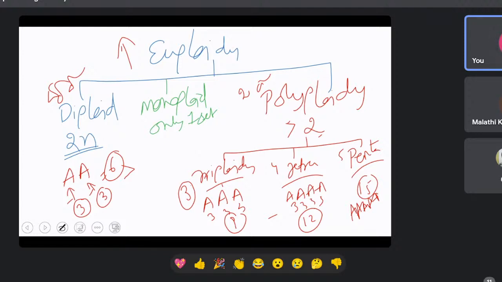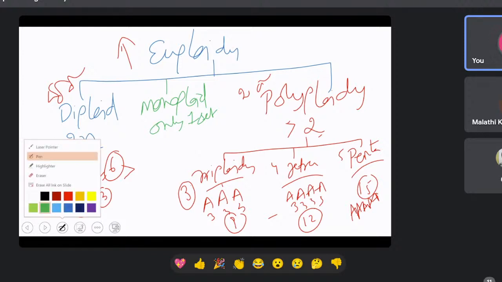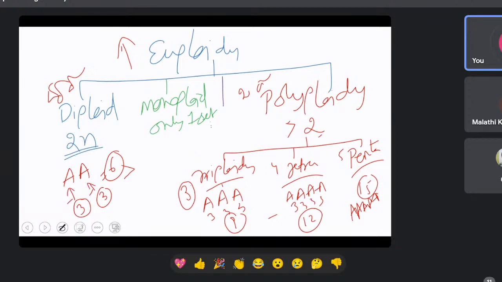Then what about the fourth one? That is haploidy. So in haploidy what happens? It is the presence of half the number of total sets. Half the number of total sets of chromosomes is called as haploidy.